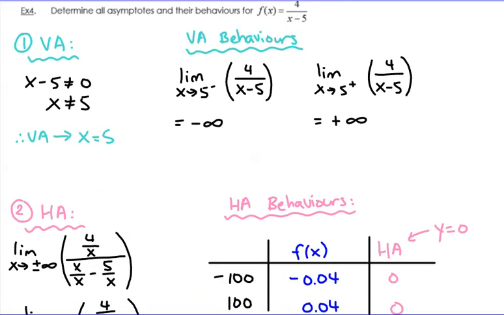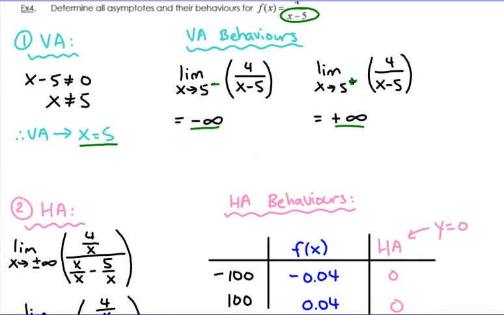Okay, example number 4. Determine all asymptotes and their behaviors. So the vertical asymptote is going to be found right down here. It can't be 5. And so that gives rise to our first asymptote. And we can test it from the left and the right by choosing numbers that are a little bit left and a little bit right of 5. And so we get these two. Let's put those two in before we forget anything. Okay, so here's my graph.